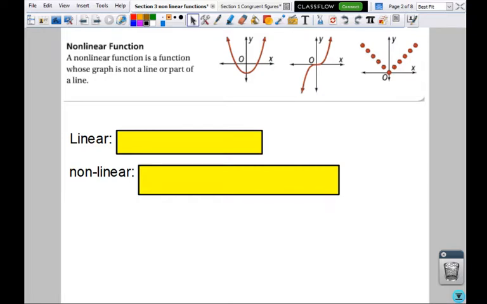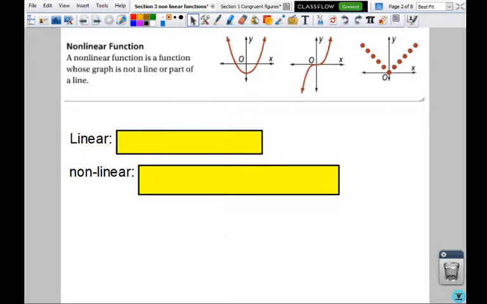Alright, so before the break, we looked at linear equations. We're going to kind of do the opposite today. We're going to look at non-linear equations. It's going to be basically the same thing as before the break, except we're not always going to get straight lines today, which is fine. Some crooked lines.